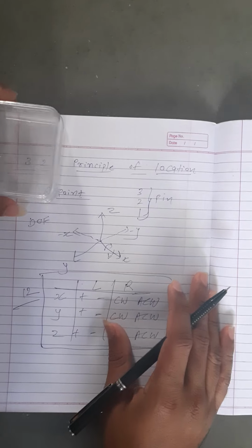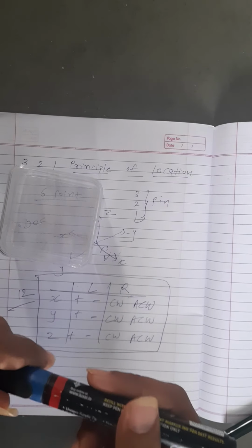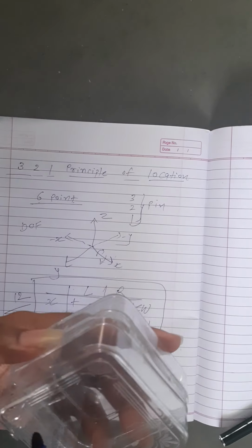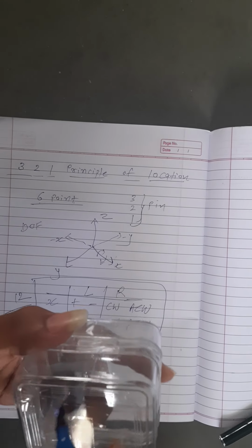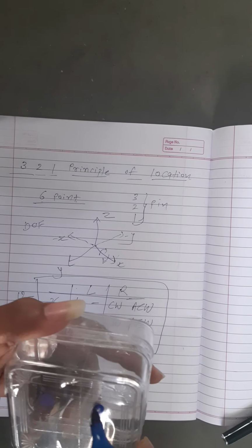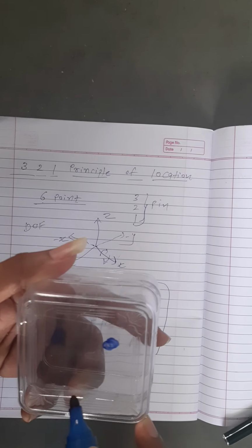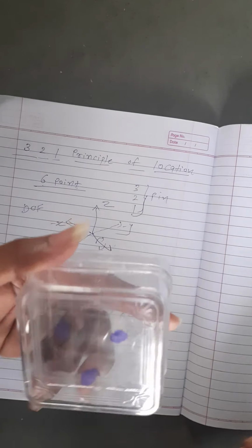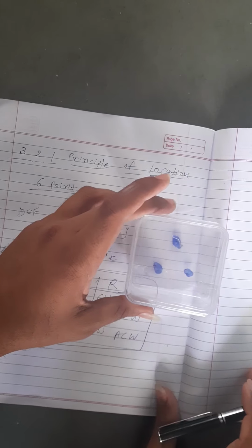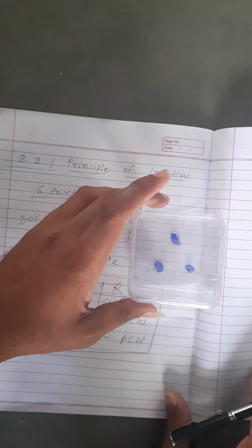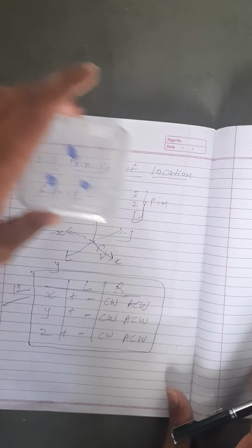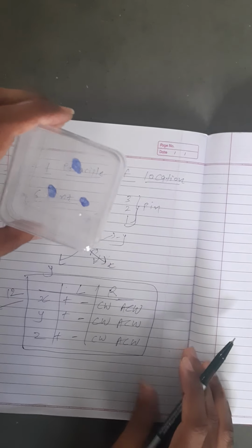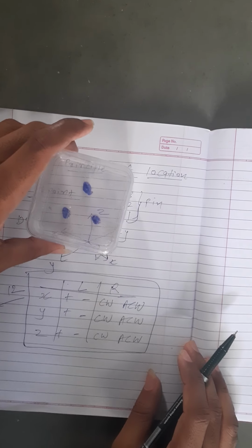So first we are putting 3 pins on the bottom side of this workpiece. First, second, and third. 3 pins on the bottom side of the workpiece. So by putting 3 pins on the bottom side of this workpiece, some degrees of freedom are restricted. So it cannot move in the downward direction.